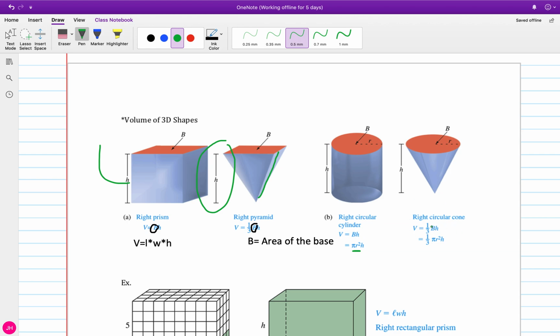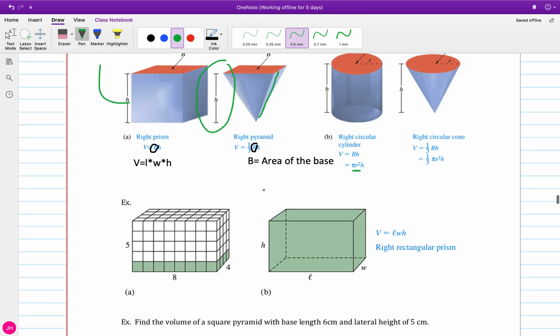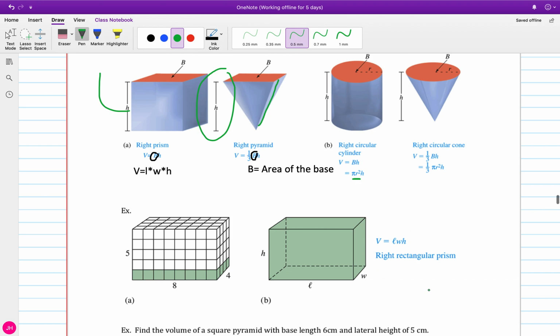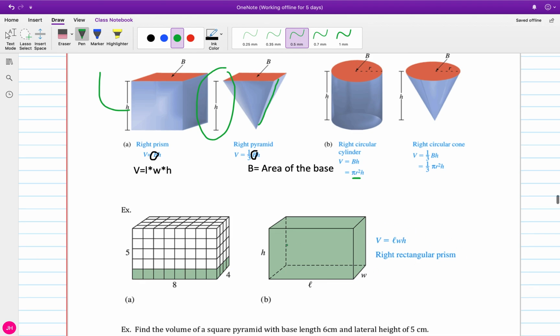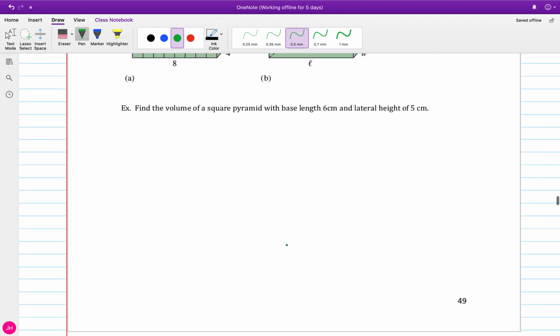For the cone, again, there's that 1/3 that comes from, if you were to take this cone and stick it inside the cylinder, it takes up 1/3 of the space. So it's 1/3 times the area of the base, pi r squared, times H, because the circle base is pi r squared. Here we have that rectangular prism just written again, how we're used to seeing length times width times height. All right, so let's try a problem down here.